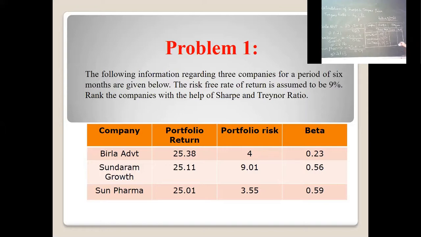Similarly, according to Treynor index, Birla Advantage is giving you a return of 71.21, Sundaram is giving you 28.76, and Sun Pharma is giving you 27.13. Now, according to Treynor, how is the ranking given? Again, depending upon the return that is generated, which is highest. So according to Treynor's model, Birla Advantage Fund is giving you the highest return, therefore it is ranked 1, followed by Sundaram, and least is Sun Pharma.